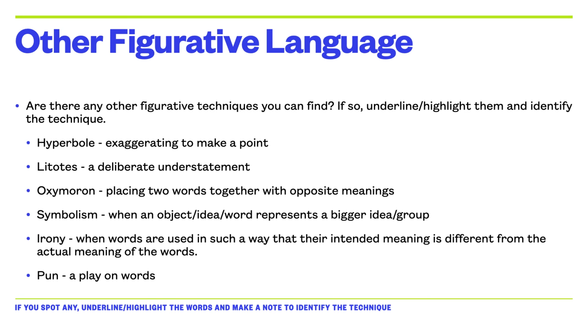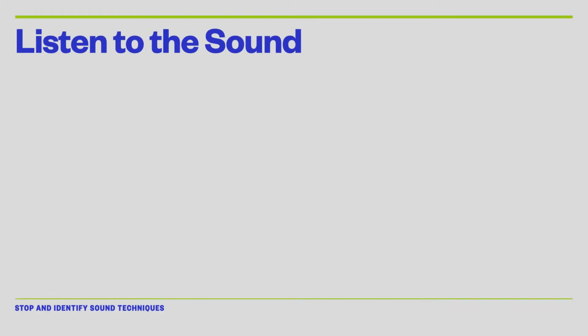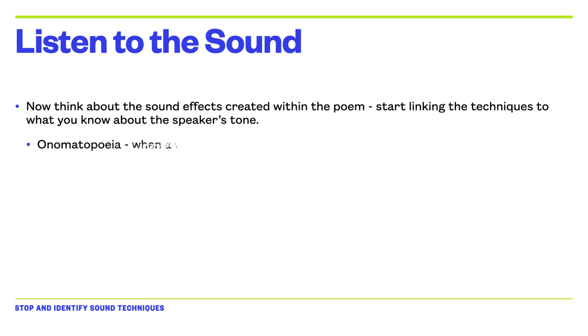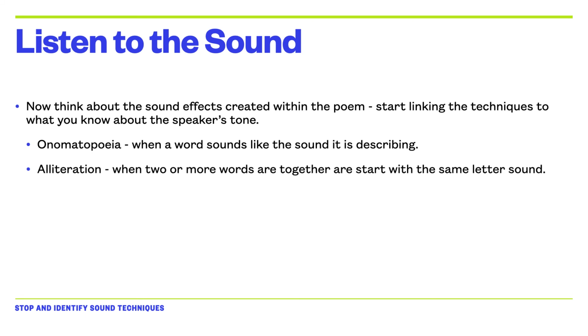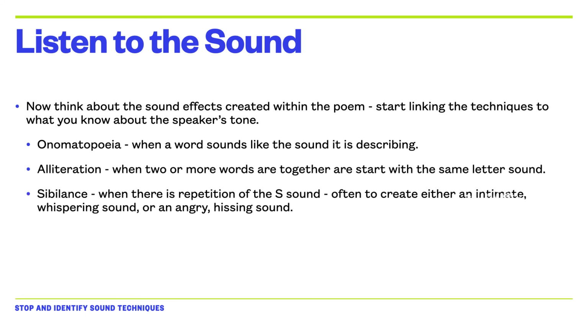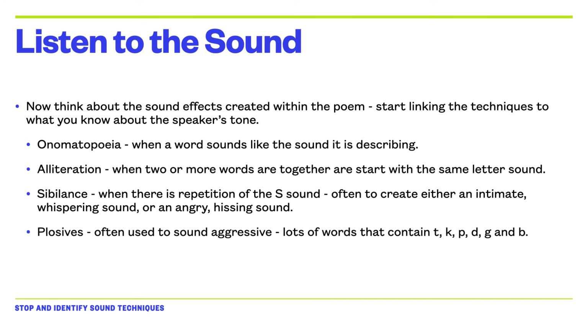So far you've looked at structure, mood, atmosphere, word choice, imagery, figurative language, and now you're on to sound techniques. Okay, so you might want to speak the poem out loud again, see if you can hear anything. For example, can you find any onomatopoeia? Alliteration. Sibilants. What about the poet's use of plosives? Pause the video, look for sound techniques, and underline, identify them in your annotations.